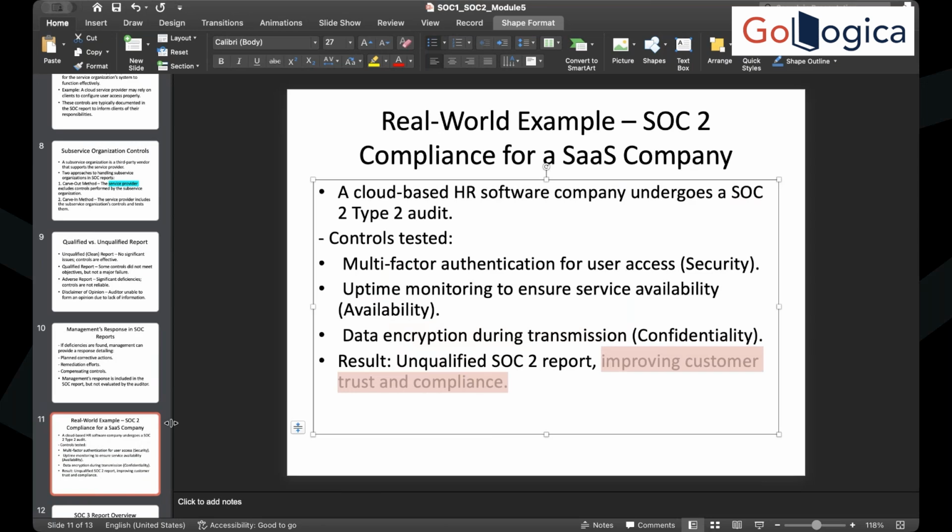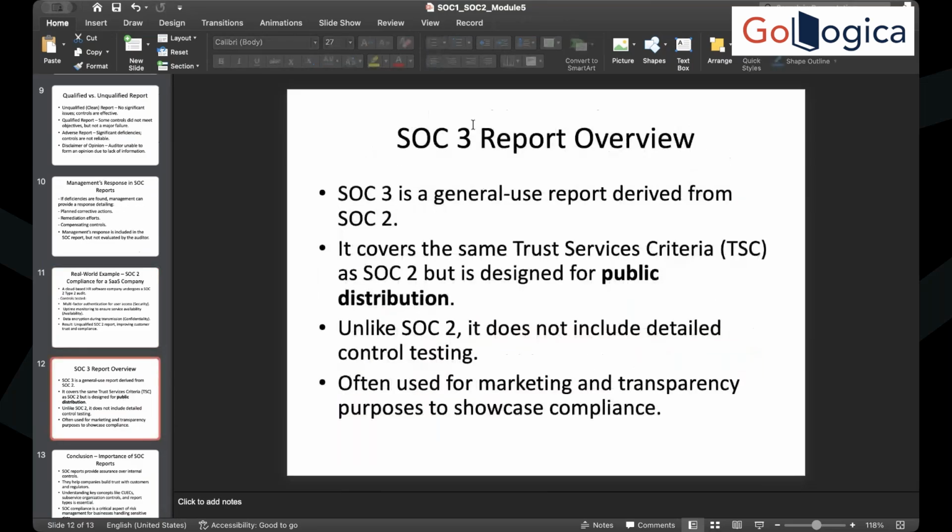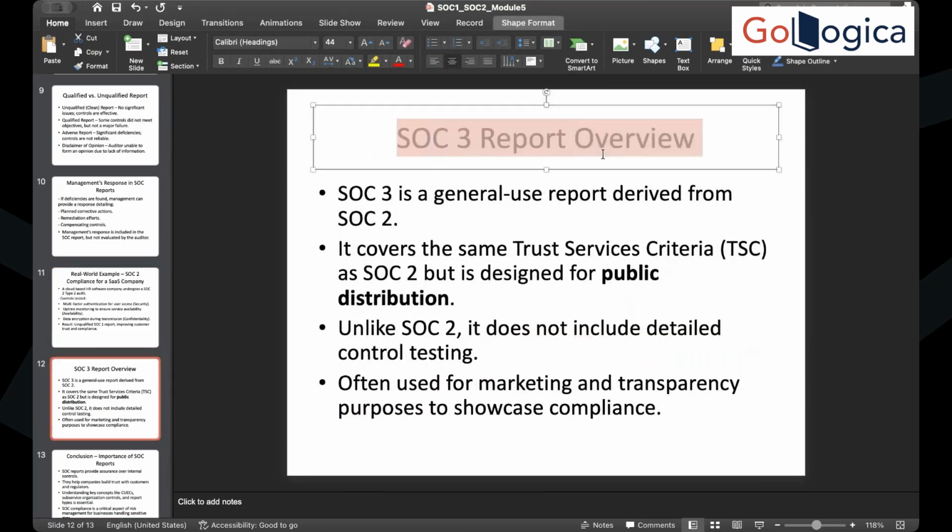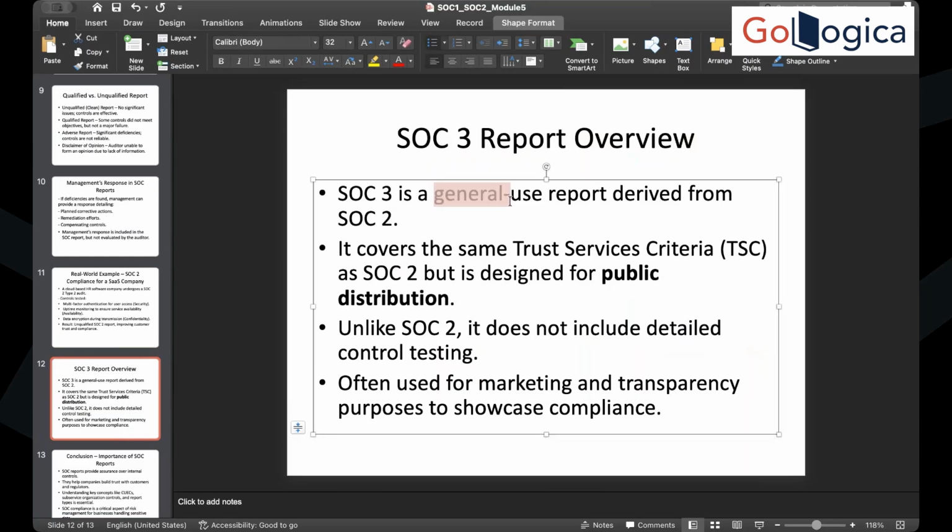Now I'll just touch upon a SOC 3 report. Companies don't do it, but since it's there, it's a possibility that you can also do a SOC 3 report, so I'm going to cover it. SOC 3 is a general use report derived from SOC 2. SOC 2 and SOC 1 are pretty specific. SOC 3 is very general. You won't have all the controls in SOC 3 that you have in SOC 1 or SOC 2.